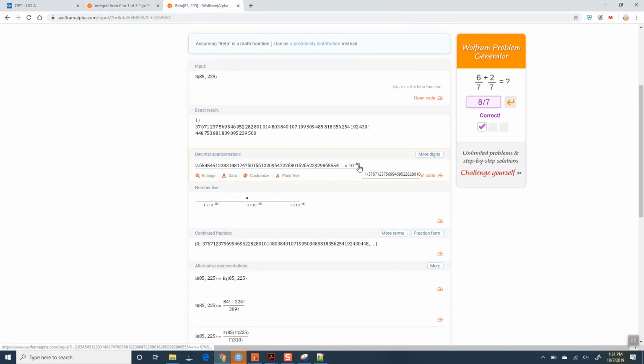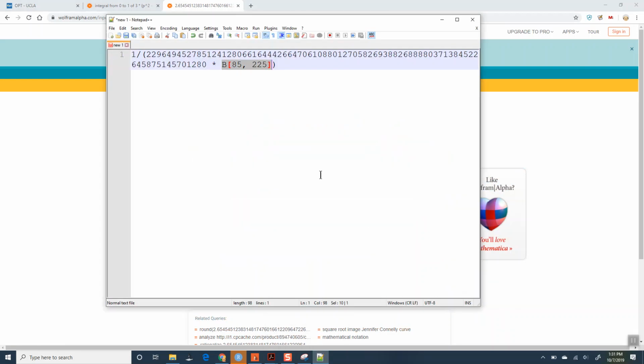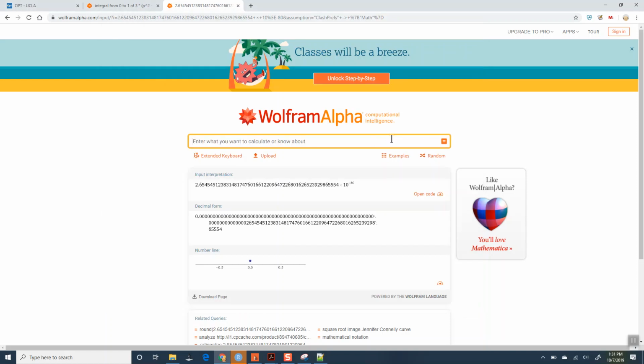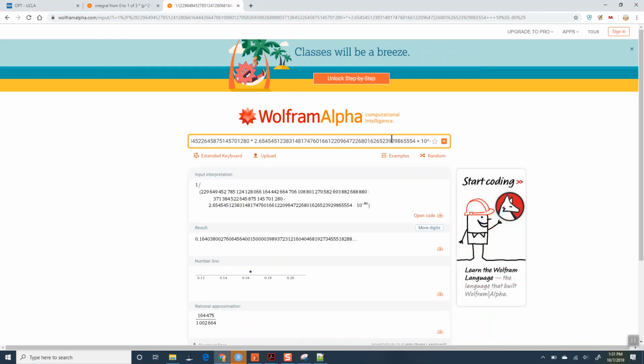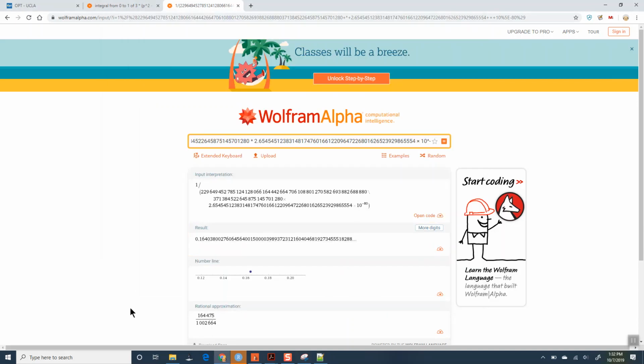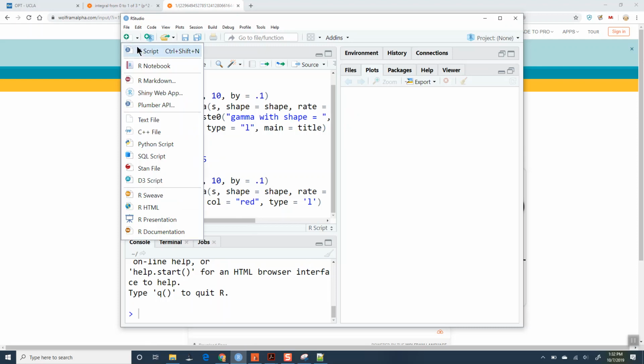Okay, so I've got this decimal approximation times this thing over here. I'm going to put that in there. Let's ask what this is approximately equal to. Okay, 0.164. That's something I can live with. That sounds reasonable. 0.164, approximately. It's a lot longer than that. Okay. Well, let's go to R and try this out.